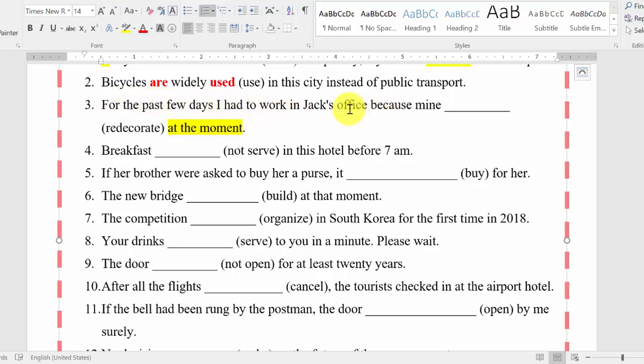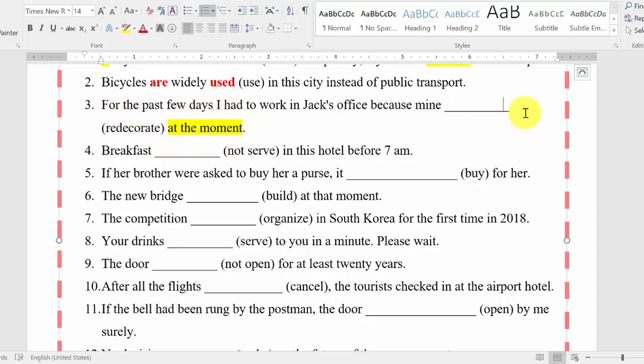But then we have two clauses. Clause means shorter sentence. One is for the past few days until office. Another one is mine what at the moment. So you need to be very careful. Since here we have another time, at the moment, and our blank is in the second clause, you should choose your tense according to your keyword in the same clause, mine what at the moment. So you should look at at the moment, not for the past few days.